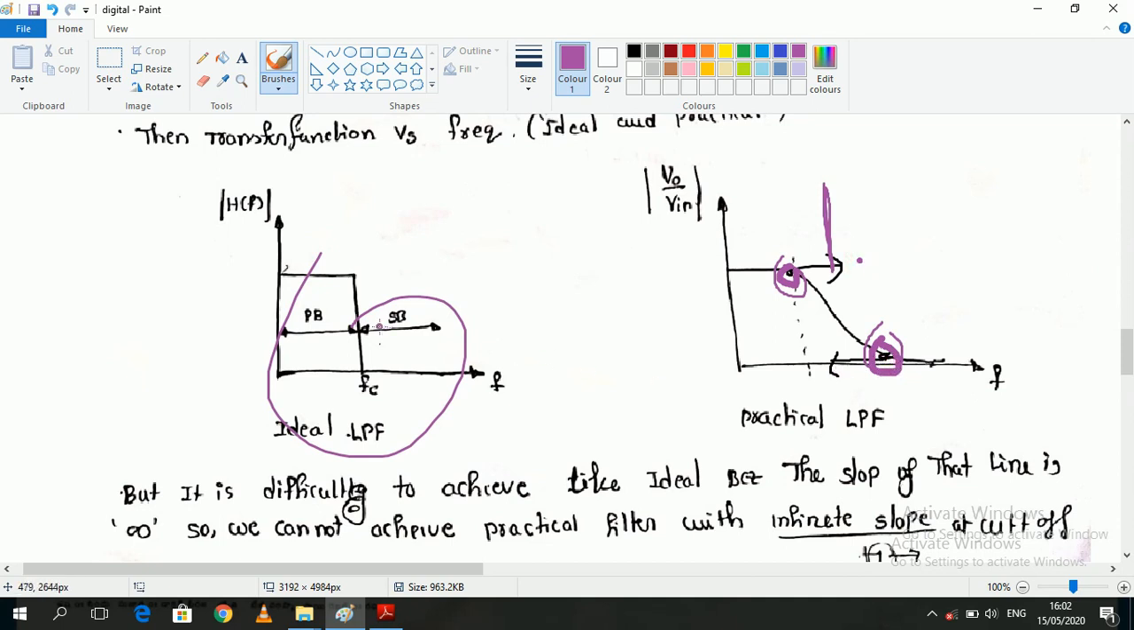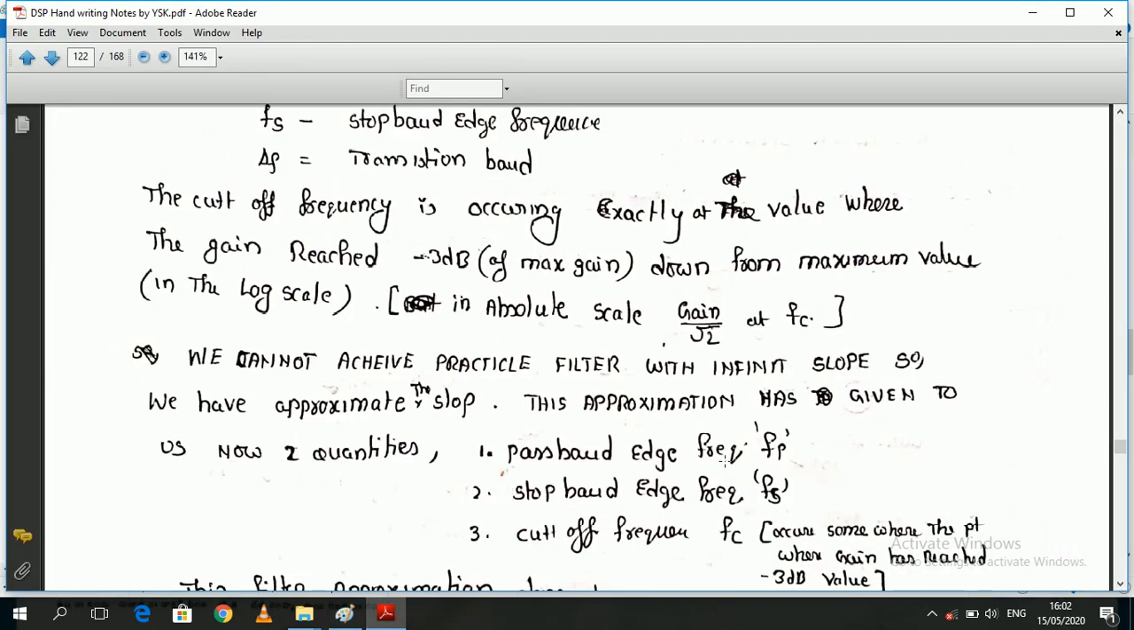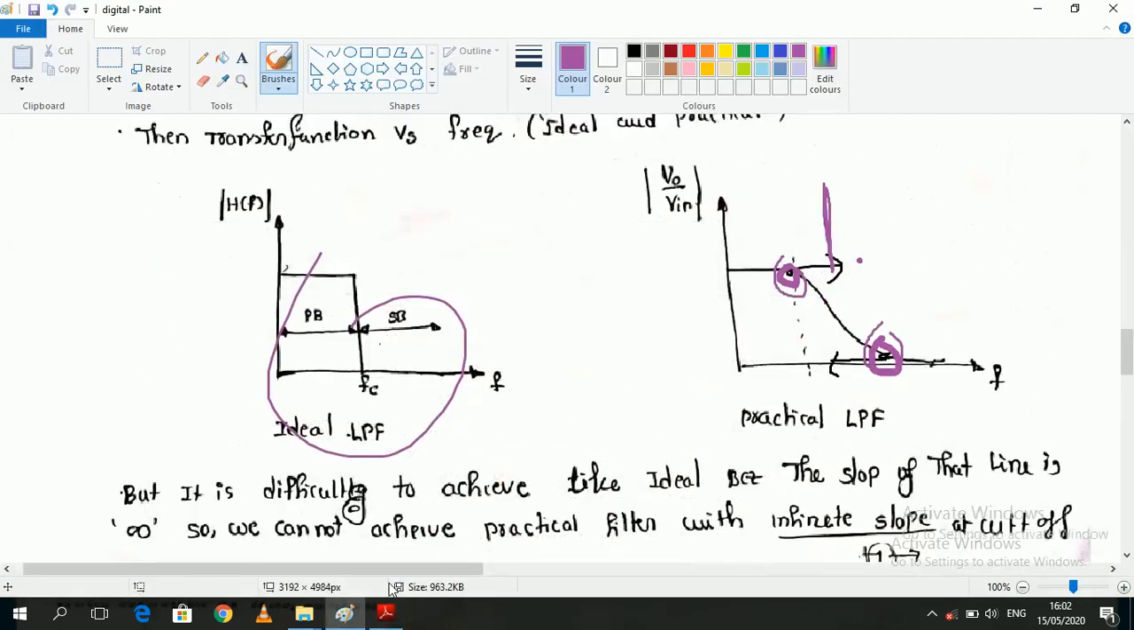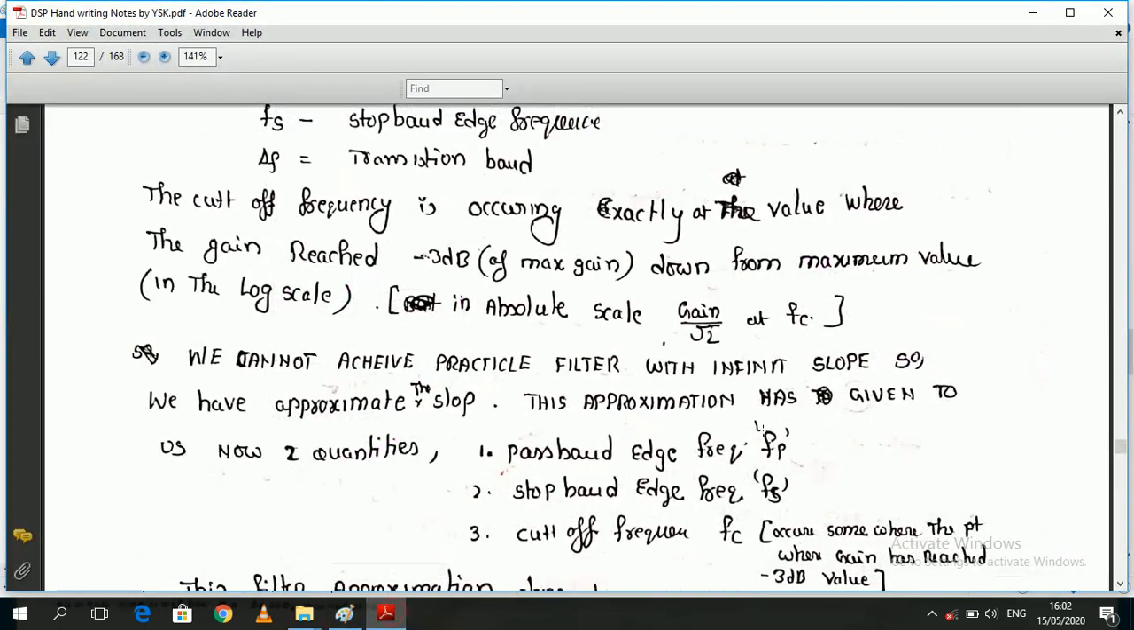Finally, I want to make the line an infinite slope, because we always try to make it like the ideal characteristics. Of course, it is too difficult to achieve any low pass filter with the ideal characteristics. But though we try, that means we have to approximate. So that is the reason these two points are very necessary to approximate the filter. These are the 2 points, FP and FS.